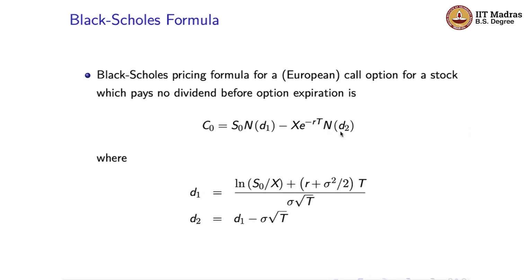And here the d2 that you see, that is again an input in this function N of d2, and that we are going to multiply by X into e to the power minus rT. So this d2 is basically the d1 that we have just calculated minus sigma times square root of T. So there are a lot of symbols here. Let's try and actually understand what each of these symbols stand for.